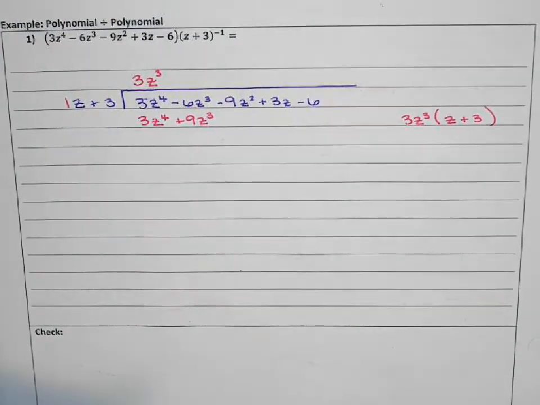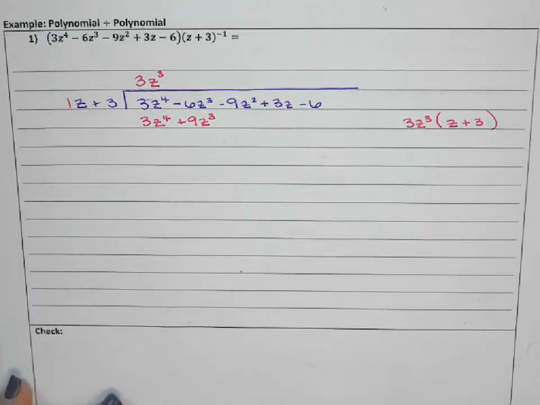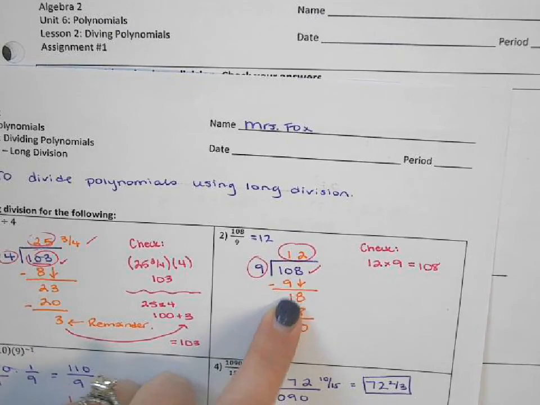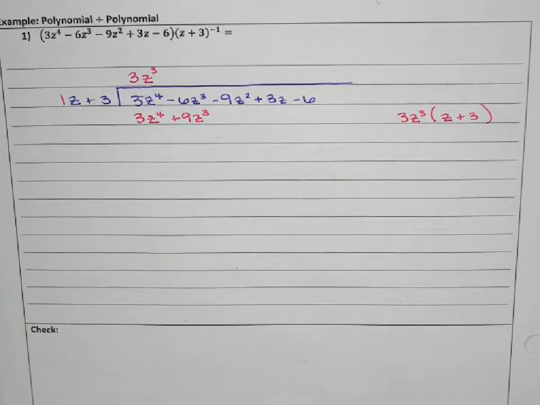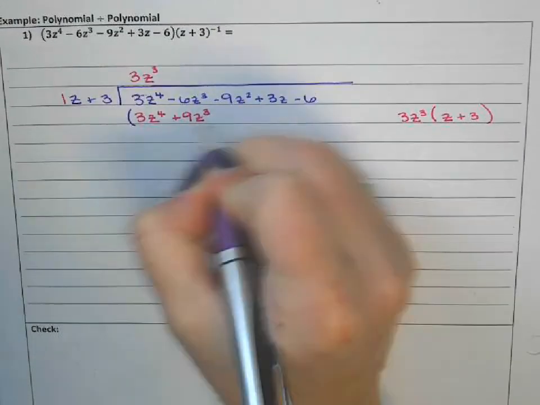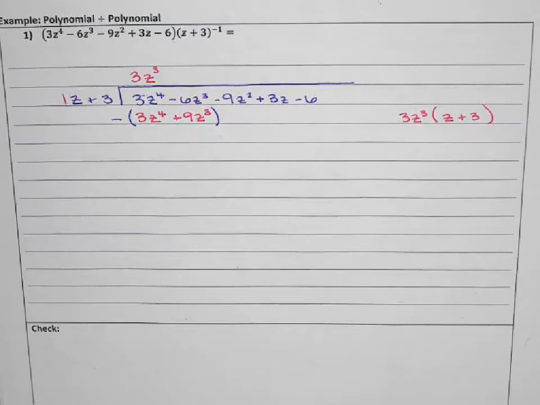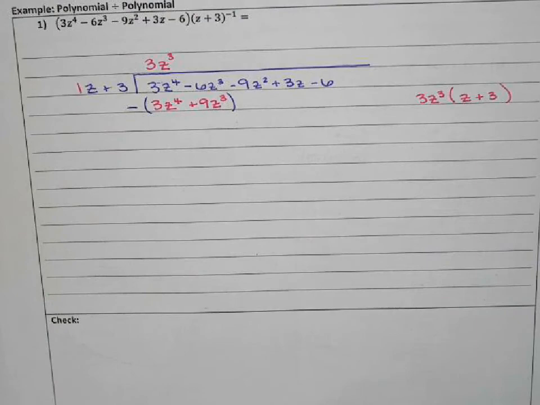What did we do after we wrote the number underneath? If you look back to these, what did we do once we wrote the 9 there? You subtracted. So what we're going to do is take this polynomial and subtract it. It's important that you put it in parentheses, though, because you want that subtraction sign to apply to both terms.